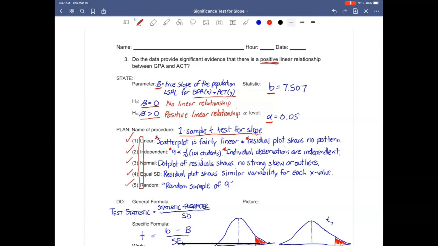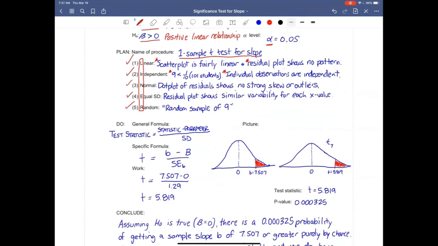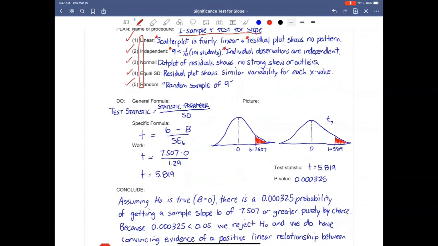So now that we've checked our 5 conditions, we are ready to do some calculations here. So the general formula is something that you're hopefully very familiar with at this point in the course. We're going to do statistic minus parameter over standard deviation. But you had to come up with the specific formula on your own.